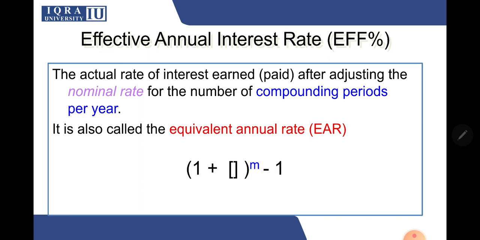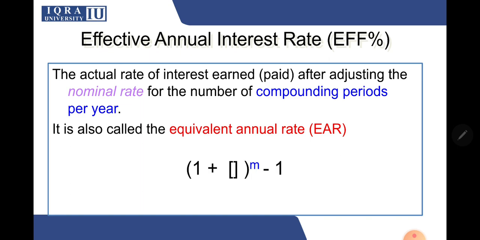So basically, your effective annual rate is the real rate that you will earn if you go to a bank and they are, let's say, paying you 10% interest with semi-annual compounding, then you are not getting an interest rate of 10%. 10% is the APR, it is the quoted rate, but because there is semi-annual compounding, you will be getting more than 10% for sure.